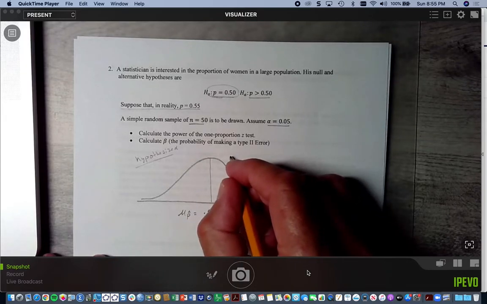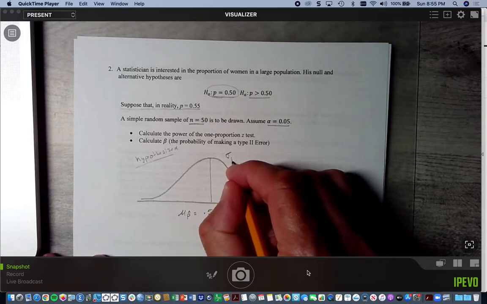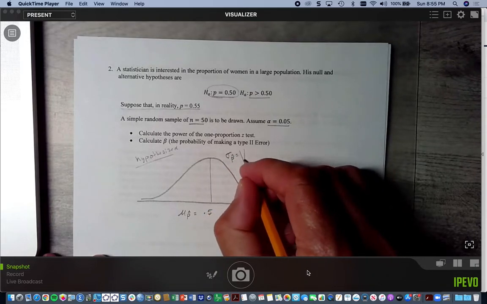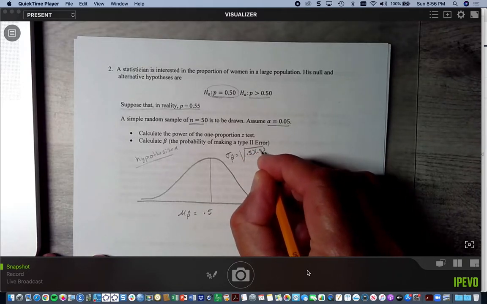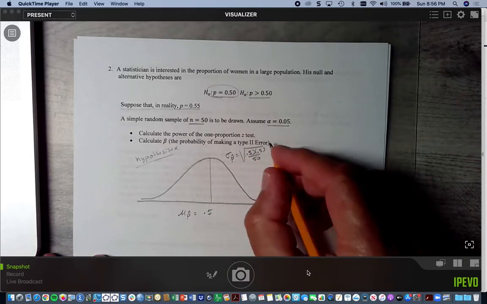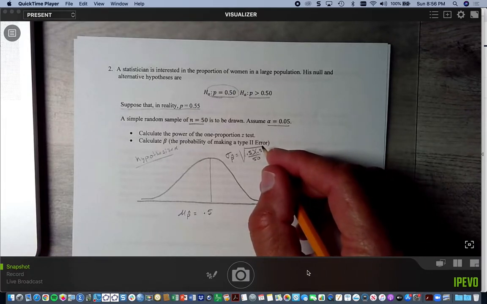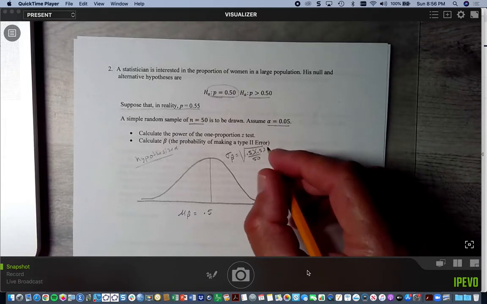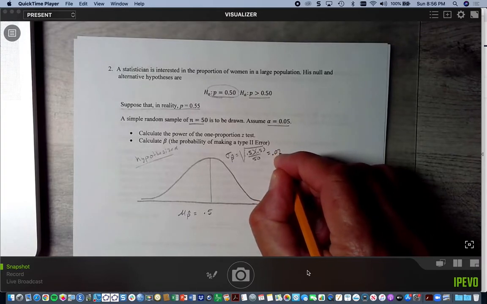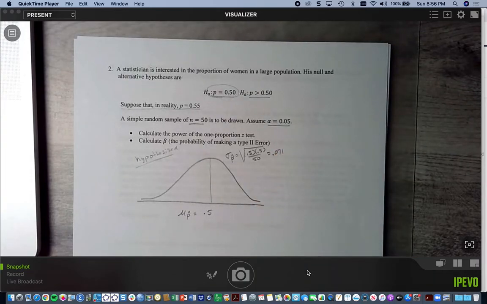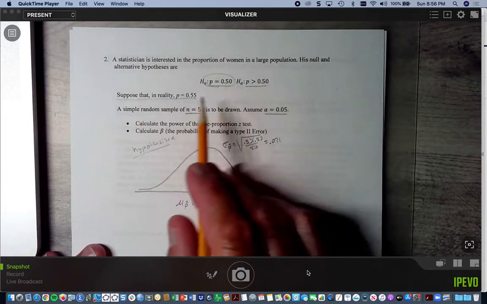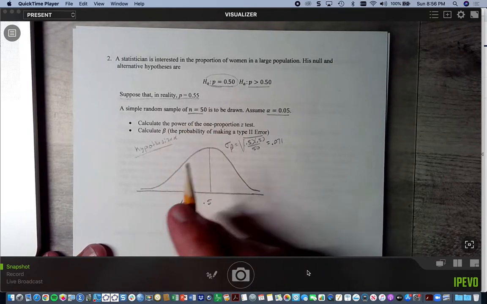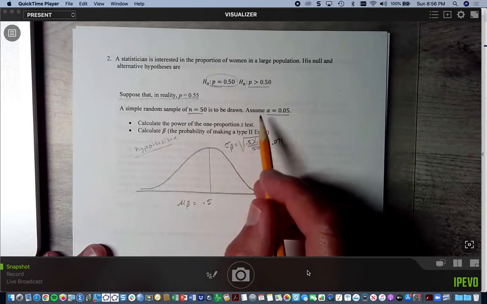And the standard deviation is the square root of PQ divided by N, so it'll be 0.5 times 0.5 divided by 50, and that gives me about 0.071. Okay, now we're going to look at this slightly differently than we've usually done, because we're actually not going to calculate the p-value here. We're going to talk about the power of the test.